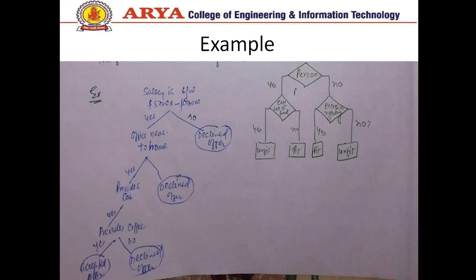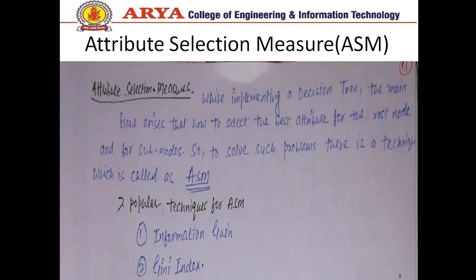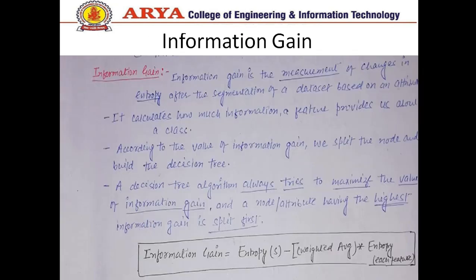Here we have some examples, where we have two conditions, a given entity, yes or no. Then the second condition is whether the office is near to home, then again two conditions, then some other entity, then again two conditions. In this form we create a decision tree diagram. Now the attribute selection measure is the first step used to design a decision tree. While implementing a decision tree, the main issue that arises is how to select the best attribute for the root node and sub nodes.